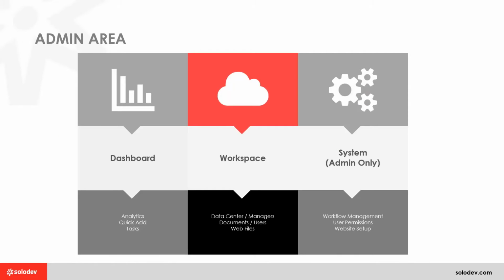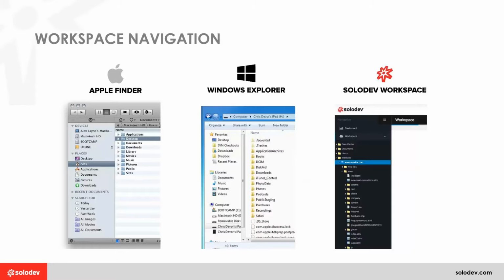Once an admin or content manager logs into the system, the user has access to three core functional areas: the dashboard, which provides quick-hit site analytics, the ability to quickly add pages and other content, as well as a workflow task list; the workspace, where all data and content is managed for our manager apps, documents, and web pages; and the system area, which is only available to admins to configure elements like workflow management, user permissions, and the actual website settings. The Sola Dev Workspace navigation is modeled after Apple Finder and Windows Explorer to provide users with a familiar interface to find pages, files, and other content. We sometimes affectionately refer to the Workspace navigation as the tree.